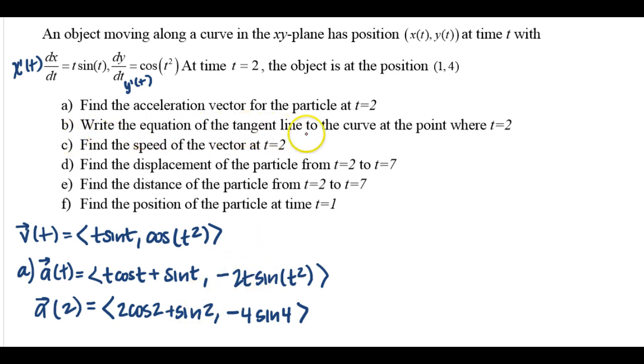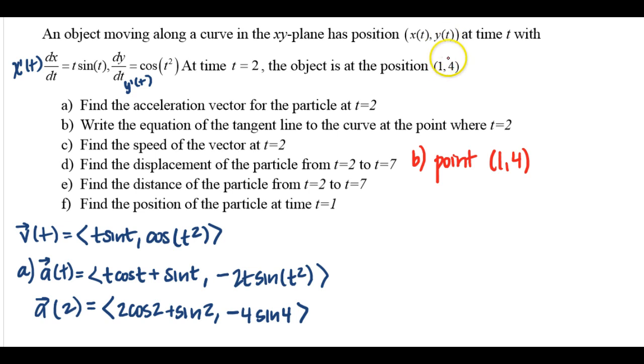Write the equation of the tangent line to the curve at the point where t equals 2. So for part B, if I want an equation of a tangent line, I'm going to need a point and a slope. So I need the point specifically where t equals 2. So I need that xy coordinate point. Well, luckily for us, we know that at time 2, the object is at a position of 1, 4. So I have my point given as 1, 4.